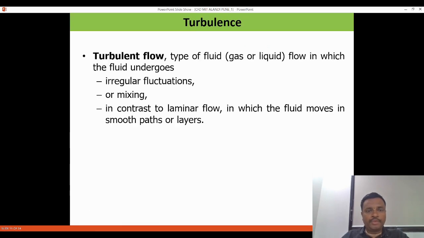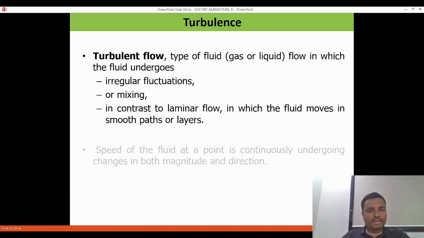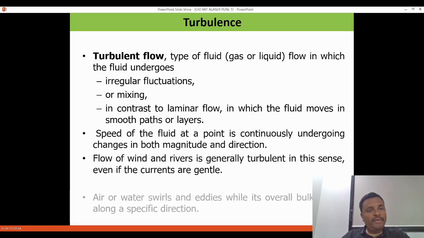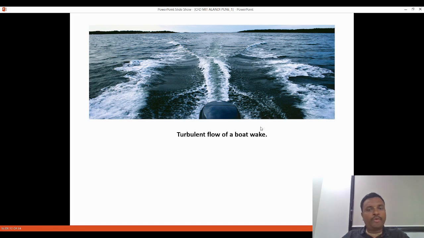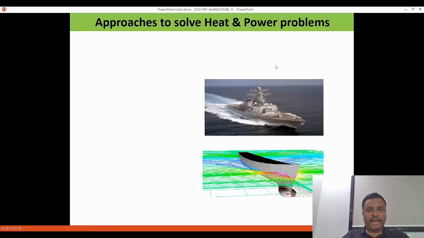Turbulence is mainly associated with fluid particles at higher velocity, where they normally undergo irregular fluctuations and mixing. It is opposite to laminar flow, where the fluid particles are moving layer by layer in a smooth path. Now, we will be studying different modeling associated with it. A few examples are shown here. You can see turbulent flow of a boat wake. There is a very high velocity. You can see a lot of eddies formed around the boat. This is nothing but turbulence, disorder in the movement of water particles in the direction of the boat.